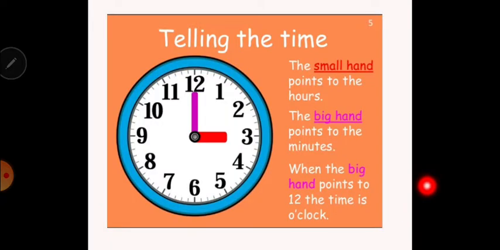Now, how can I tell the time? As we said, the small hand points to the number and says the number. So my number here is 3. I will say 3, 3. And the long hand points to 12. I will say 3 o'clock.